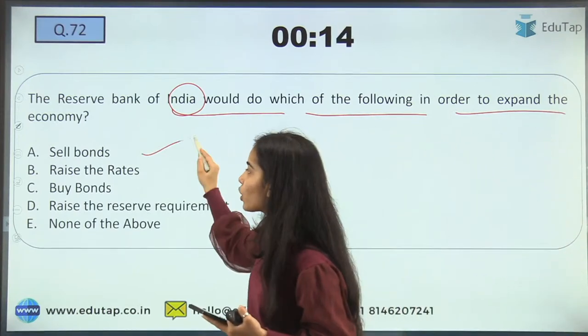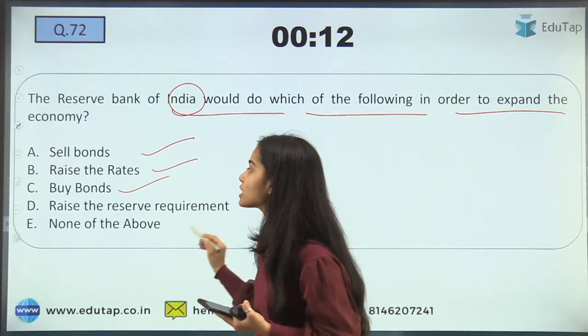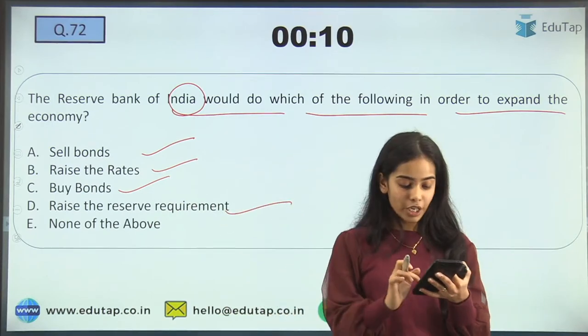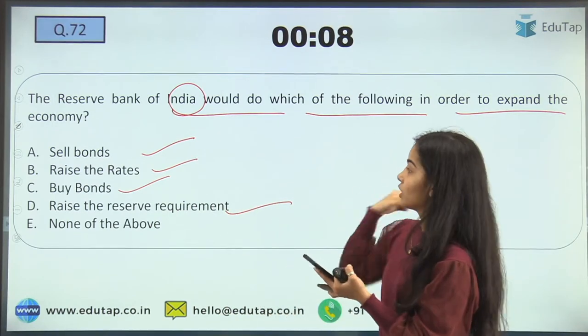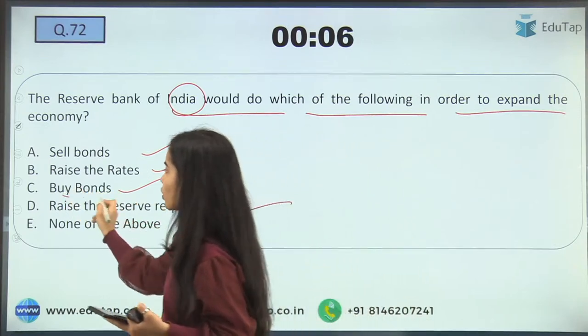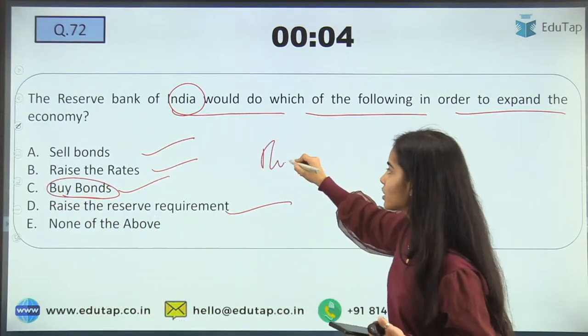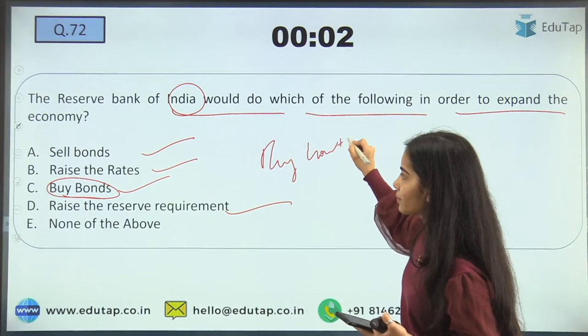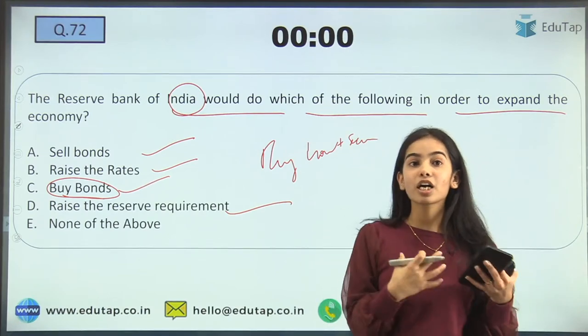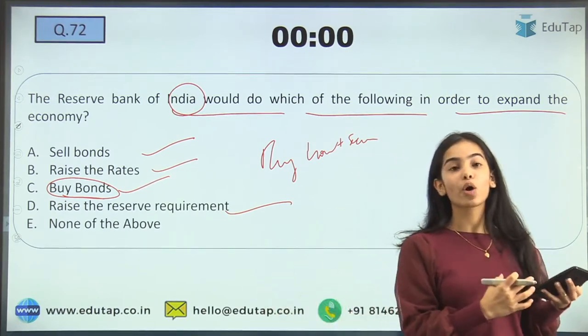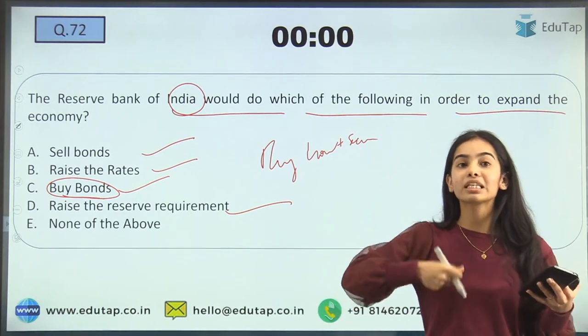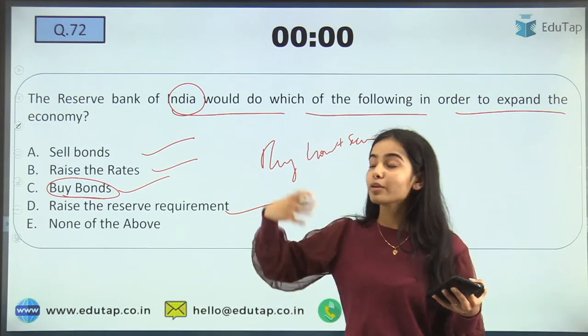So it will sell the bonds, it will raise the rates, it will buy the bonds, it will raise the reserve requirement. So it will try to buy the bonds. Buy the bonds means buy the government securities. It will take the government securities from the banks and it will give them the money, so that growth can happen.